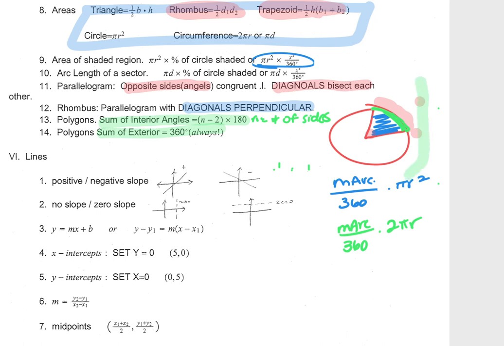This is the area of the shaded region, almost like the crust, the piece of a pie. And this is the arc length. You're welcome.